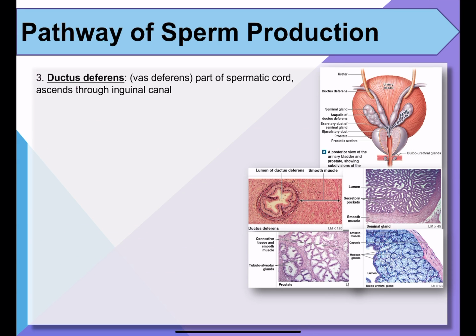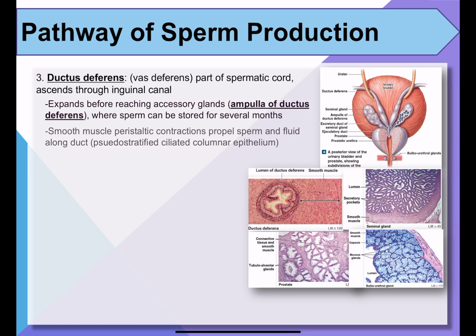All right, so the ductus deferens, also called the vas deferens, is the duct that leads sperm from the epididymis toward the urethra. Now, before arriving at the urethra, there's actually an expanded region called the ampulla of the ductus deferens. So, kind of like the duodenal ampulla that we talked about. So that's another good word to remember in your terminology list.